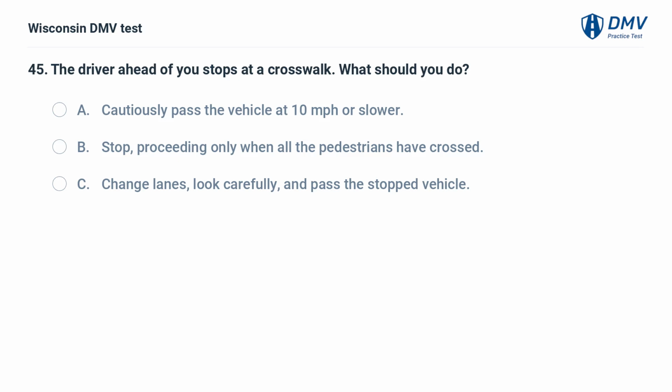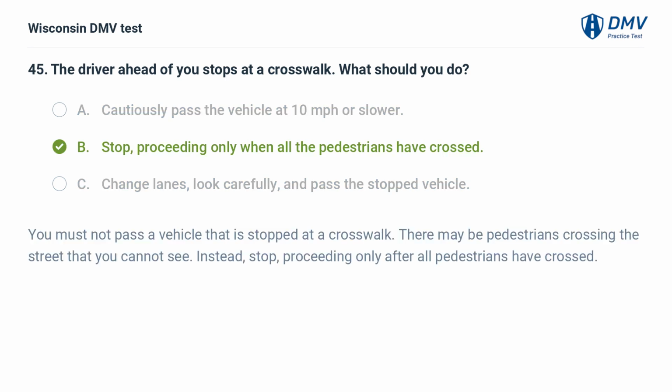The driver ahead of you stops at a crosswalk. What should you do? A. Cautiously pass the vehicle at 10 miles per hour or slower. B. Stop, proceeding only when all the pedestrians have crossed. C. Change lanes, look carefully, and pass the stopped vehicle.